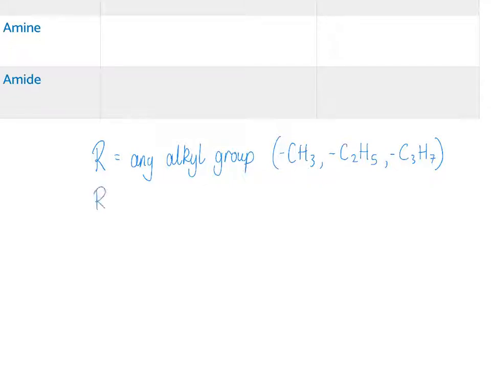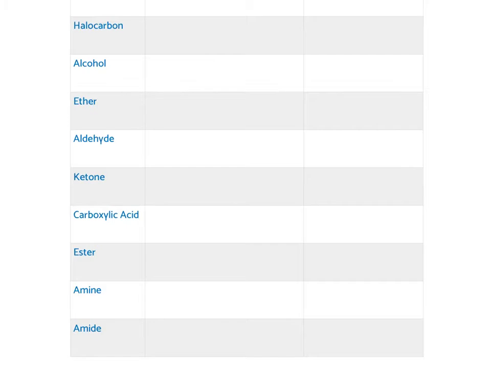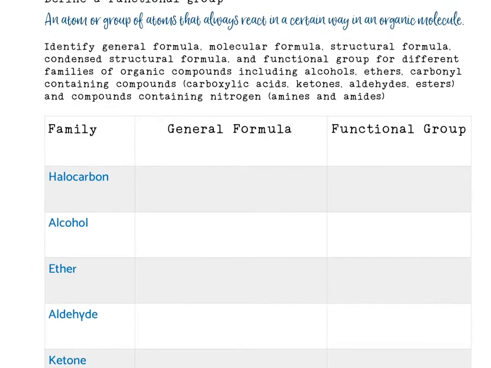R1 is used to show that there could be two different alkyl groups. So this could be any other alkyl group. Now that could be the same or it could be different to that first one. It doesn't matter. So we could have two methyls, we could have a methyl and an ethyl. It could be anything.